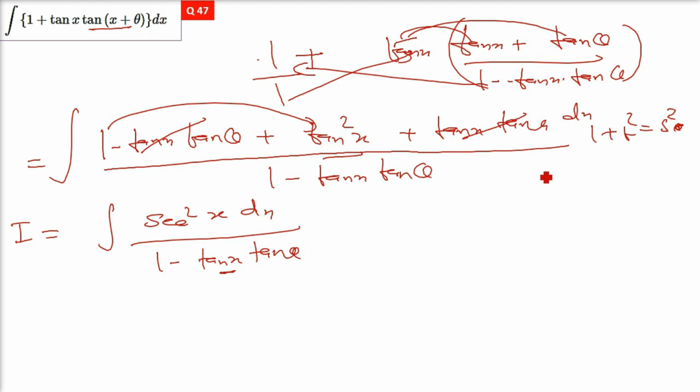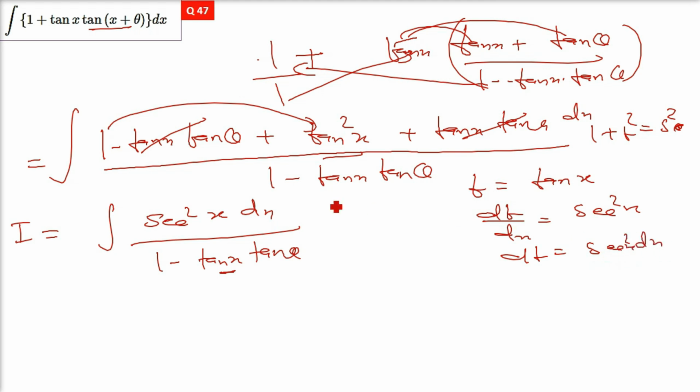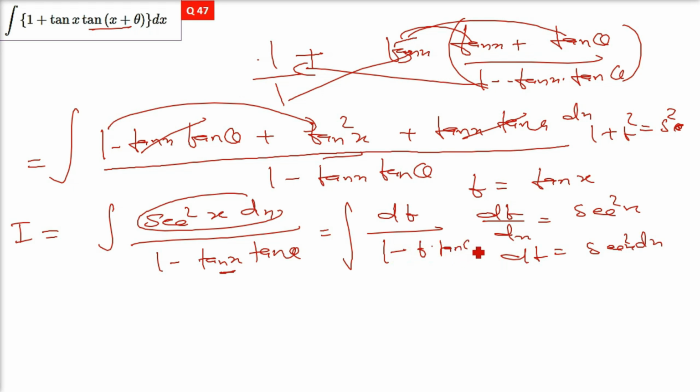Tan x will give you sec square x. If you put tan x equals t, then dt by dx is going to give you sec square x. So dt becomes sec square x dx. So what do we get? The numerator is already dt. The denominator is 1 minus t into tan theta. Now don't get confused that tan theta is there, just assume tan theta is some a or b. It's a constant. I'm reiterating again, don't get confused by this tan theta. It's just like 1 by ax plus b.